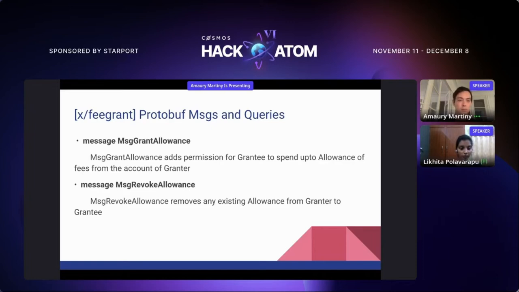So, getting onto message grant allowance, we'll be giving permission for the grant. The grantee can spend up to the allowance, the fee grant allowed from the grantor to the grantee. So we'll have the fields of grantee, grantor, and the allowance.